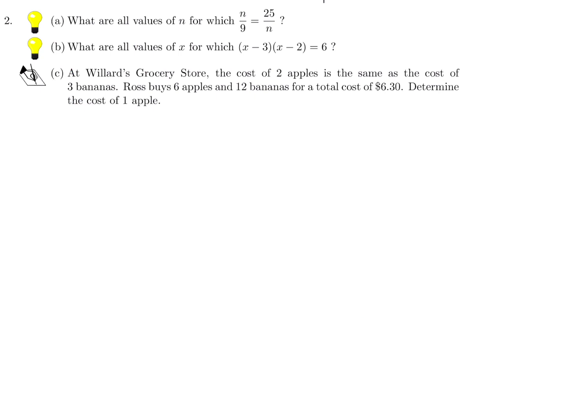What are the values of n for which n over 9 is equal to 25 over n? Cross multiply and you get n squared is equal to 9 times 25, which is 225. Take the square root of both sides and you get plus or minus 15 for n.